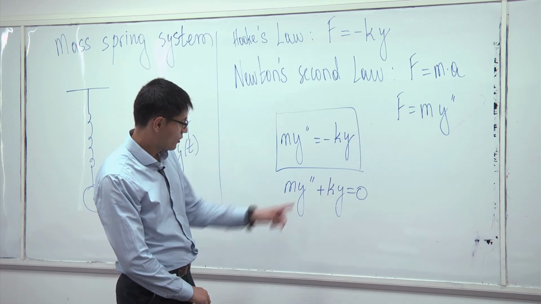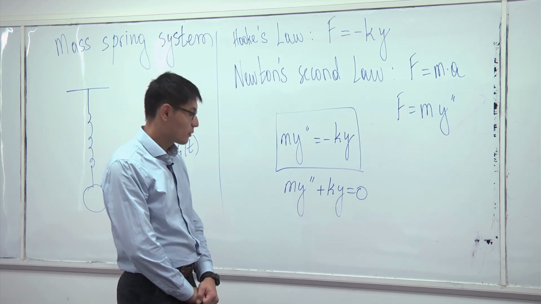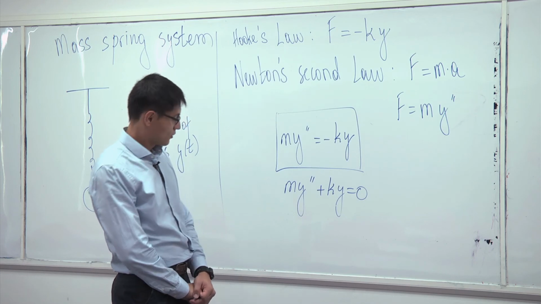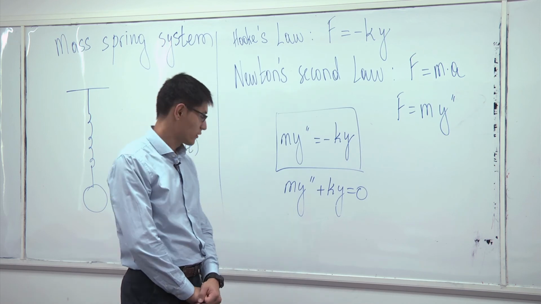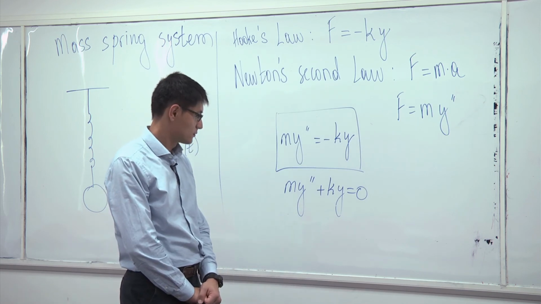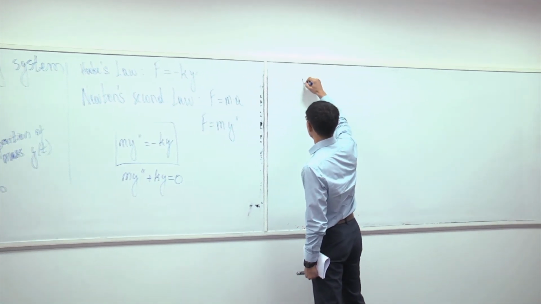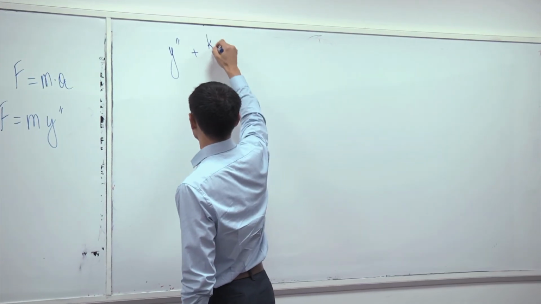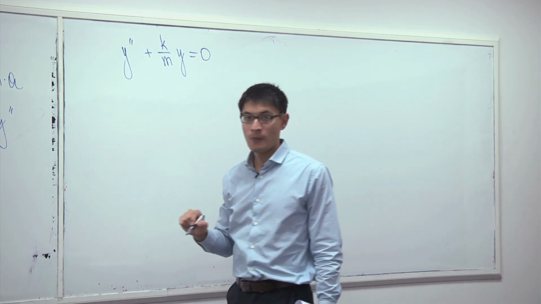Notice this is a second order differential equation with constant coefficients. And we've talked about how to solve these types of equations. Let's try to solve it. Or maybe we can take a second and you try to solve it first. So let's try to solve that equation. We will divide by m. And if we divide by m, we get y double prime plus k over m y equals 0.